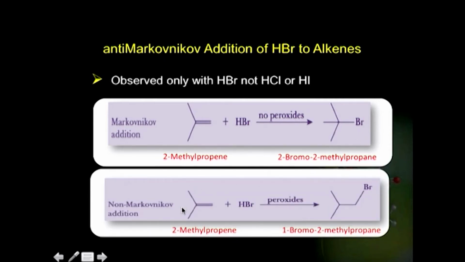In case of a non-Markovnikov or an anti-Markovnikov addition, we get the substitution of the bromine atom at the end carbon, that is the CH2 carbon which had a lesser number of hydrogen atoms, and the formation of 1-bromo-2-methylpropane is there. So, let us see how this is explained. The anti-Markovnikov addition actually follows a chain radical mechanism.